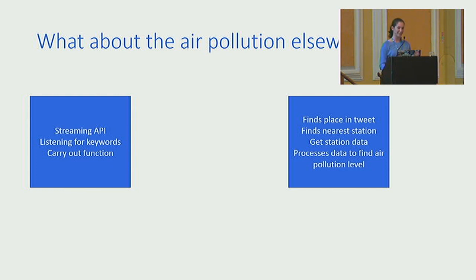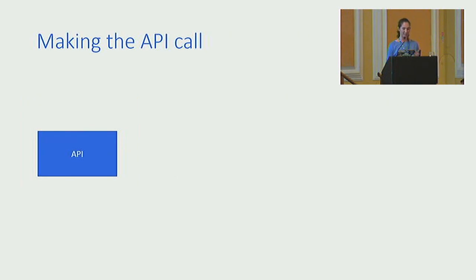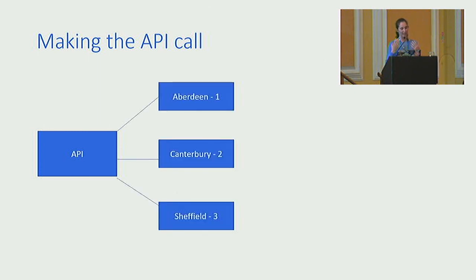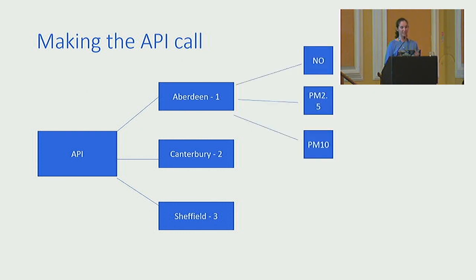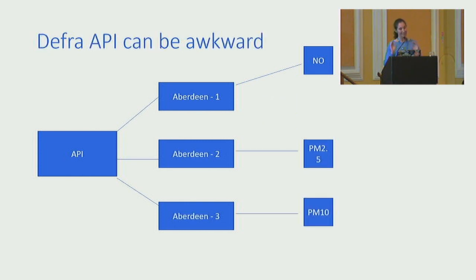I assumed when I started this that the Defra API would be set up something like this. You'd have the main API, and then there would be a number for each station, so Aberdeen, and then in Aberdeen there would be data for all of the different pollutants, and that would be one station and one call that I could make. But in fact, the Defra API is set up so that each individual pollutant has its own station. So you have to make multiple calls, and you have to try and work out which station is for which pollutant.